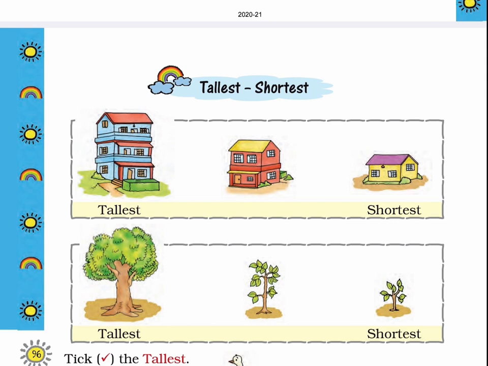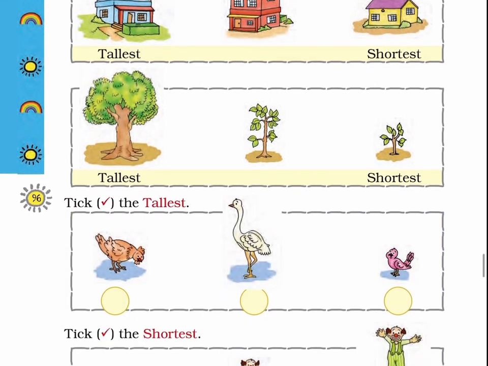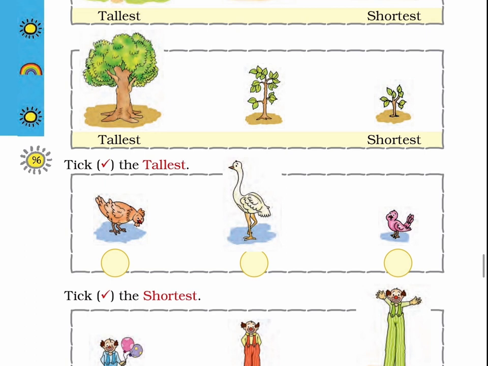Part 2. Picture shows a tree and 2 plants. Tree is much taller than you are. Plant 1 is as tall as you are, and plant 2 is as tall as your arm. The word tallest is written beneath the tree, and shortest is written beneath plant 2. Question 1. Tick and identify the tallest.